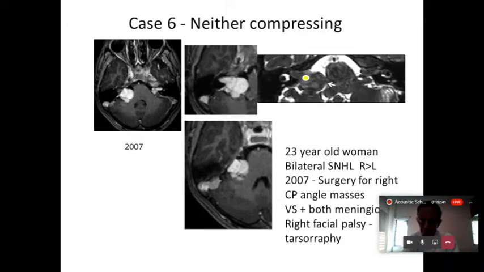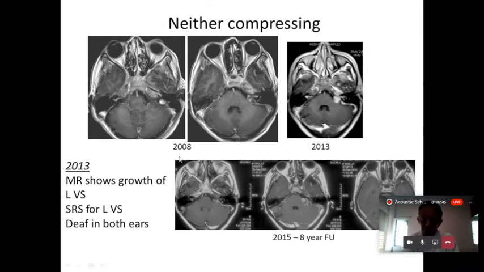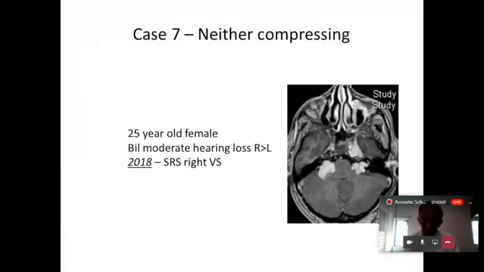Case number 7, a 25-year-old female with bilateral hearing loss. Again, small tumors, not compressing the brainstem. So we decided to give radiosurgery for the side where the hearing loss is worse, that is the right-sided tumor. We have not done anything for the left-sided tumor because she's still got hearing on that side, and we are waiting and following up to decide on what's to be done for that.